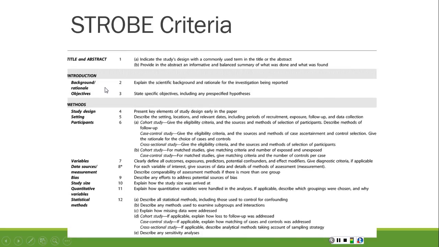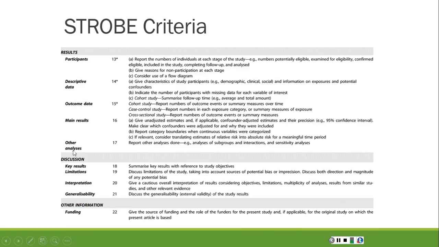when evaluating these studies. So the STROBE criteria go through each section of a paper and tell you what should be in that section and how it should be reported. For example, for participants and the flow of participants, they should report the numbers of subjects at each stage of the study, the number that were potentially eligible, the number that were excluded, the number that completed follow-up and were actually analyzed. Then they should give reasons for non-participation at each stage of the study and use a flow diagram.